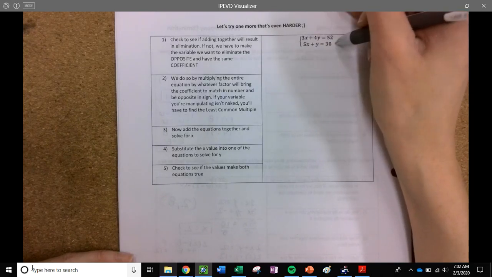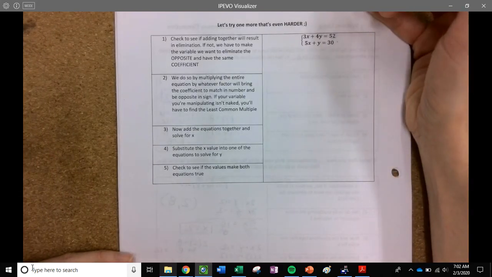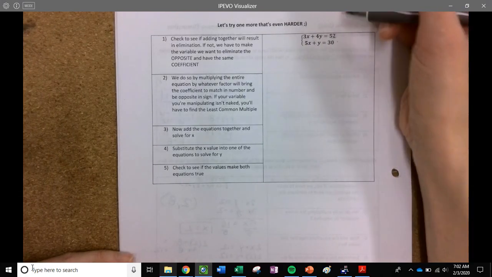So we would have to multiply this entire equation by 5 to make this a 15x. And we would have to multiply this entire equation by -3 to make this a -15x in order for those x's to eliminate, which means the constant would change also. And then the value on the 1 would change and the constant would change also. So we'd be manipulating both equations. And I want less work because it means less room for error.